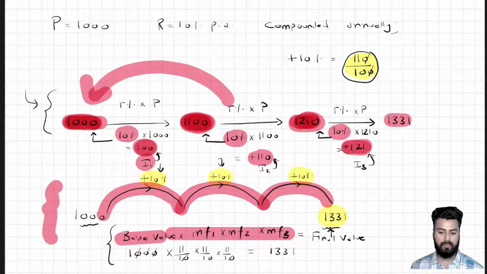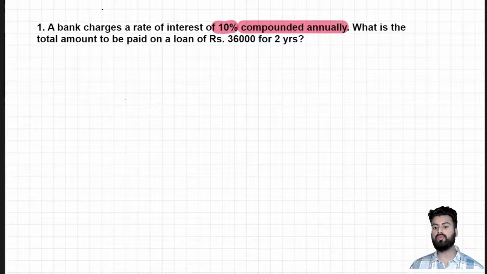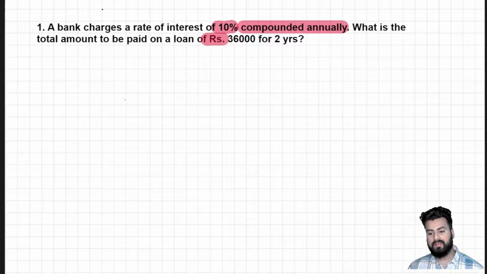Now, to give you some confidence in how you can use this visual approach to find answers based on compound interest, let me show you one question. Please read the question once. A bank charges a rate of interest of 10% compounded annually. Now, these two words are very important. What is the total amount to be paid on a loan of rupees 36,000 for 2 years?